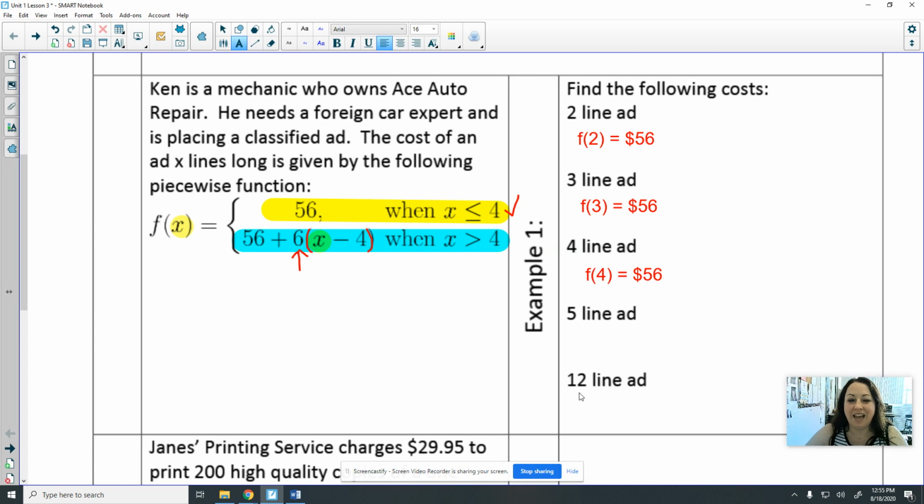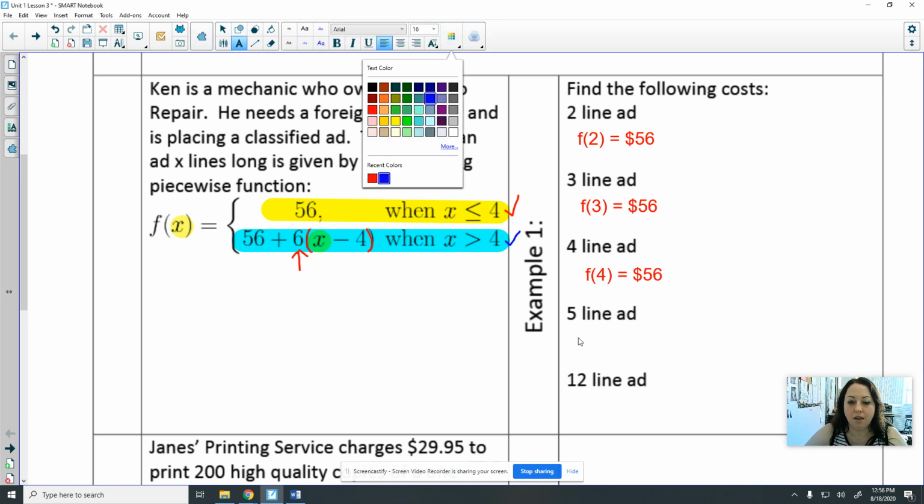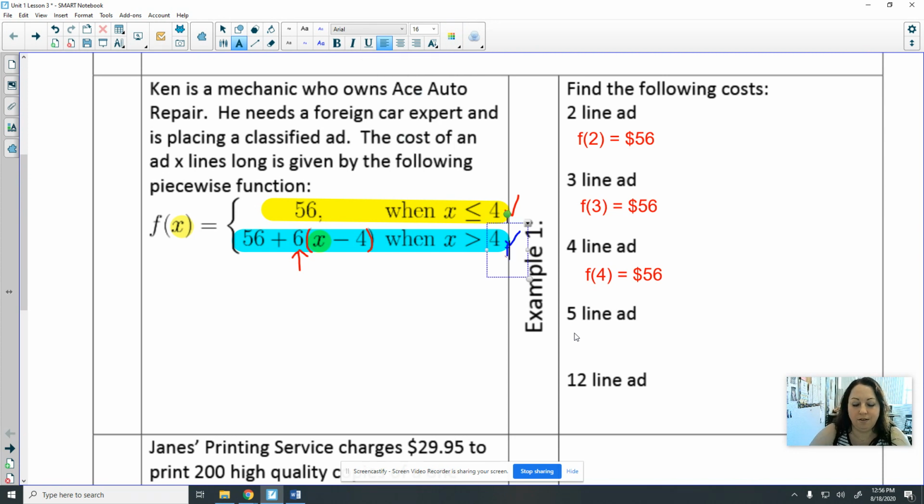Okay, beautiful. Now these last two are a little bit different because those values are bigger than 4, and that's going to change which part of the piecewise function I need to use. For a 5-line and a 12-line ad, you should be plugging your X value into this bottom equation. Let's take a look at what that looks like. f of 5 is equal to 56 plus 6, and in parentheses, I'm going to replace the X with the number of lines in the ad, which is 5, minus 4, keeping that all in parentheses.